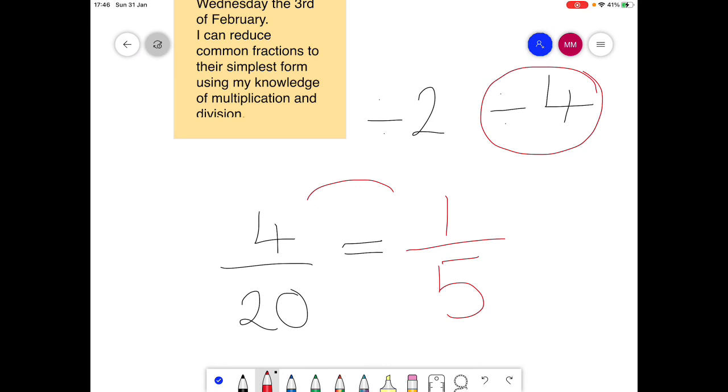So just to recap today then, boys and girls, we're using our division skills and our knowledge of multiplication to reduce common fractions to their simplest form. And remember, you're trying to find the greatest common factor, the biggest number they're both divisible by, to help you to do this.